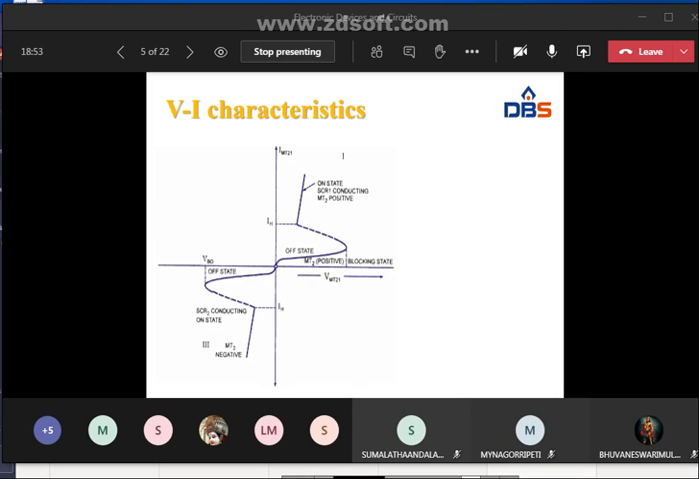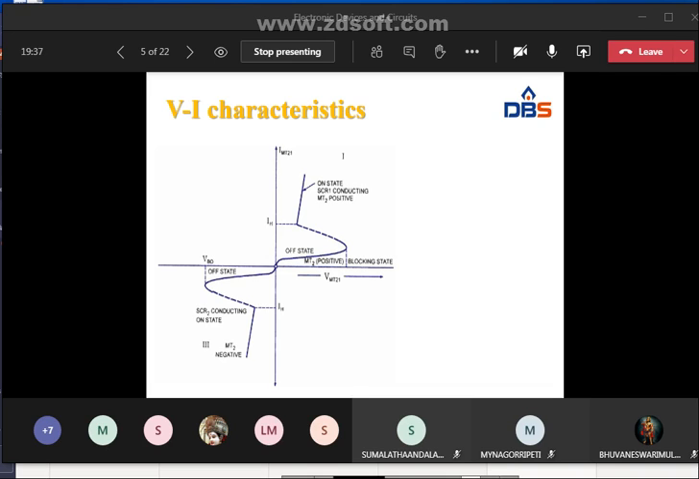These are the VI characteristics of the TRIAC. If you see the working, the TRIAC can be turned on by applying a gate voltage higher than the breakover voltage. So the gate voltage must be greater than the breakover voltage. Without making the voltage high, it can be turned on by applying a gate pulse of 35 microseconds.